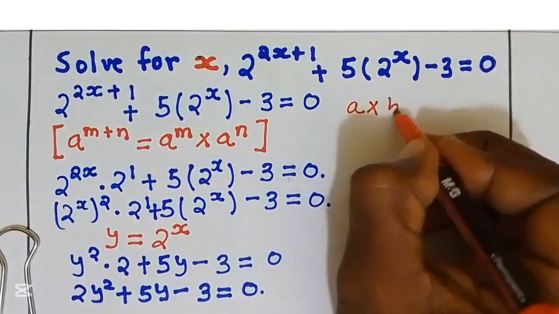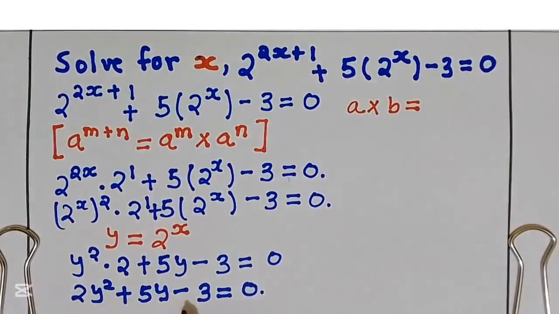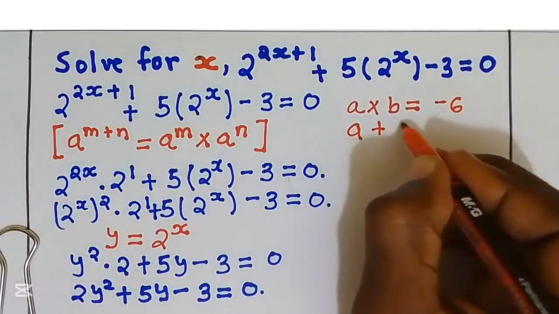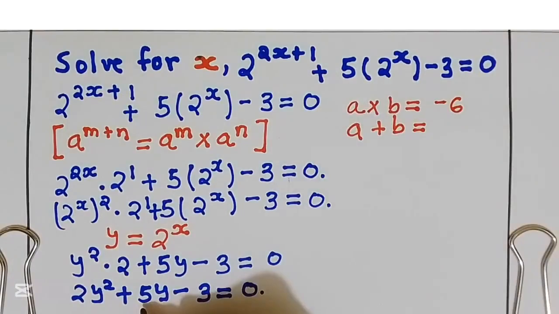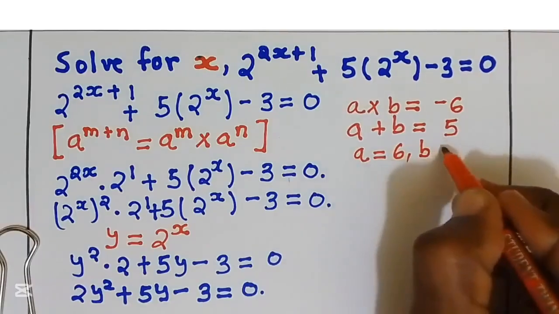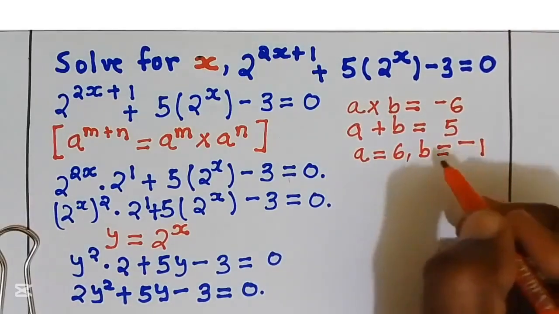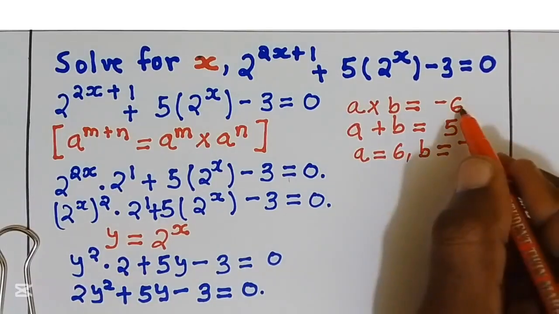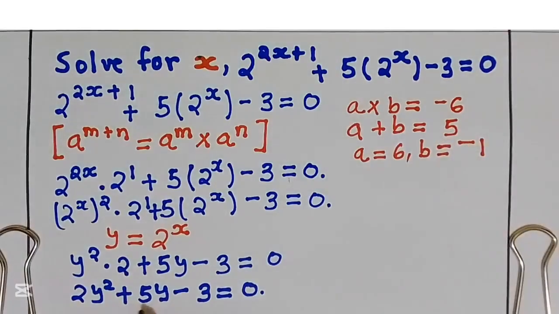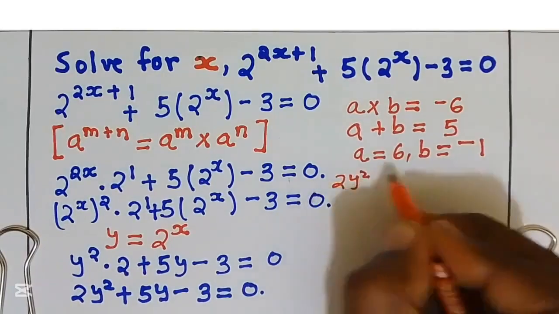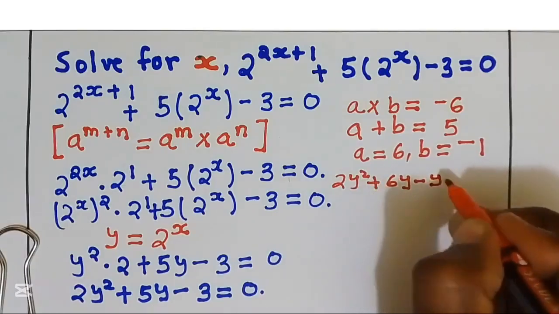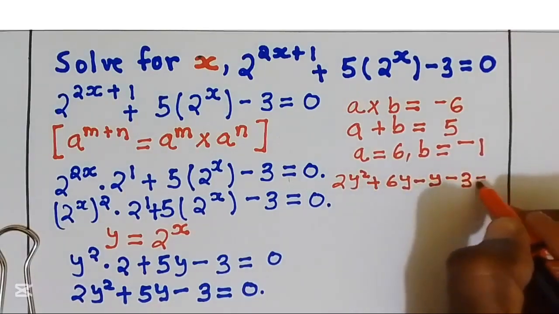a times b is supposed to be equal to 2 multiplied by minus 3, which is minus 6, and a plus b, we need to get the middle term, which is 5. a is equal to 6, and b is equal to minus 1. 6 multiplied by minus 1, we get minus 6, and 6 plus minus 1, we get 5. Now let's split the middle term: 2y^2 + 6y - y - 3 = 0.